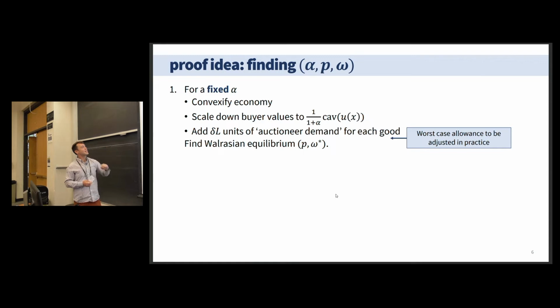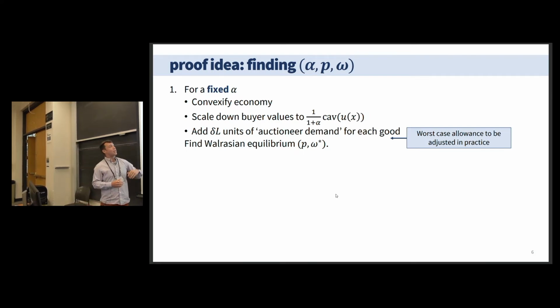And the last component we add is an additional auctioneer demand for each good. I'm going to explain the role of that in a minute. It's equal to delta L. That must be cut off on the slide, but it depends on the radius of non-convexity. And so then we find, using a convex program, the Walrasian equilibrium in this economy.